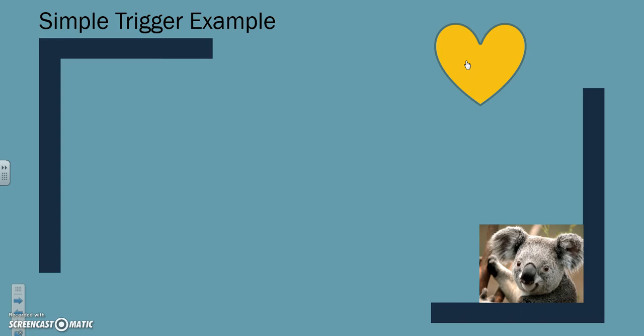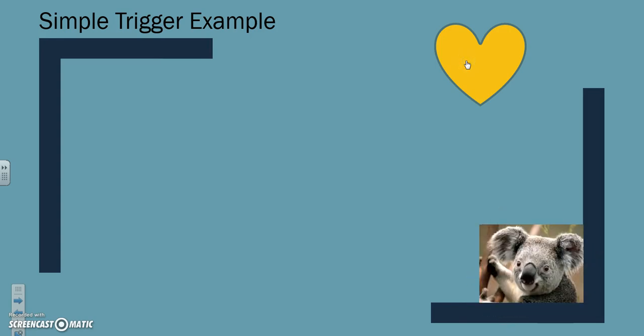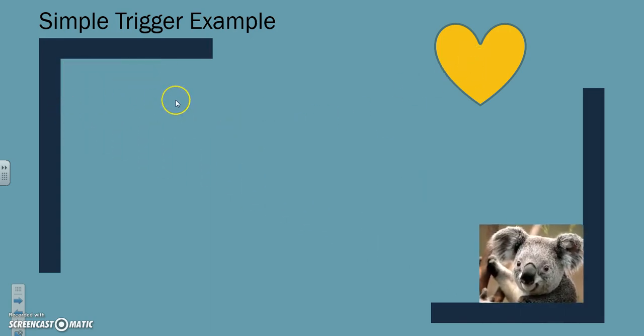I'm going to click on it again. This time it should spin. And it does. That was my second trigger. Now that I have activated both of my triggers, if I click the heart one more time, it does it all again. So triggers actually cycle. Okay, I'm going to leave slideshow view.